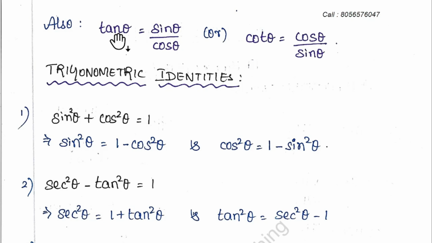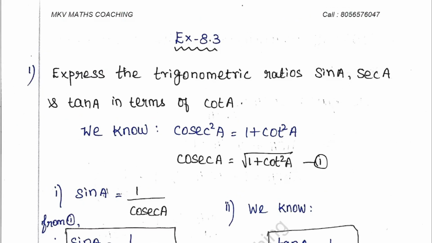Also, when tan theta is given in a question, you have to replace tan as sine by cos. And if cot theta is given, replace it with cos by sine. We are going to replace tan and cot in many questions, as sine by cos for tan and cos by sine for cot theta. So let us begin with exercise 8.3.